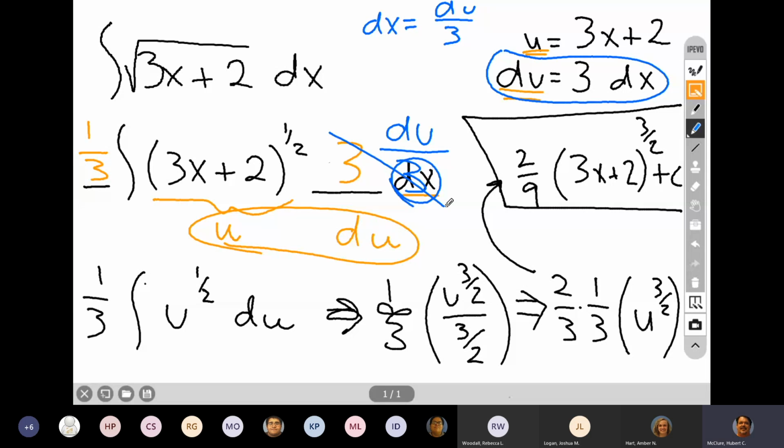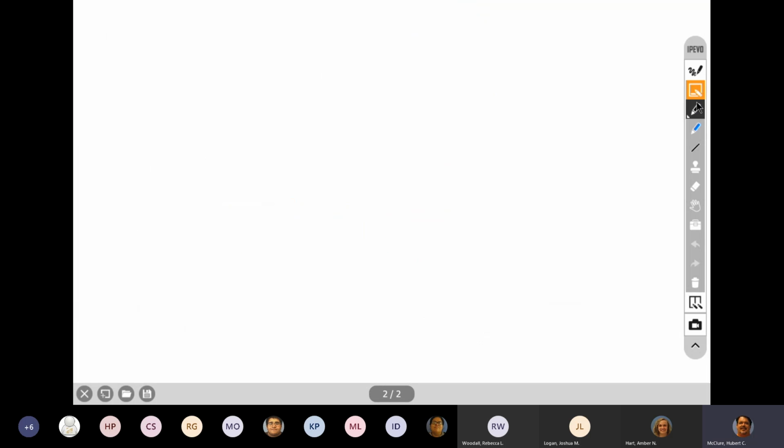Let's see, next, how do I do this? So the antiderivative of x times 3x squared minus 1 to the 4th power dx.